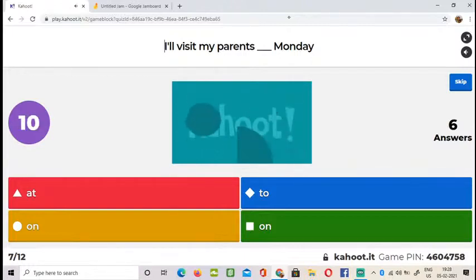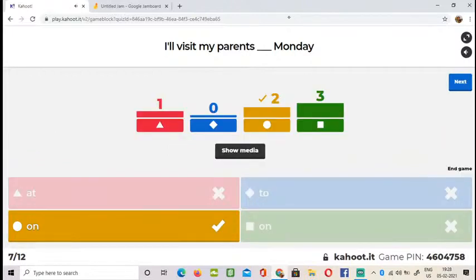Come on, guys, answer. I've got only six answers. Okay, guys, I have given you two same options, that is on and on. Even if you have got the wrong answer, please do not worry. I've got five correct answers totally, green and yellow, because both the options are correct. Only one has gone wrong. That's completely okay. It's I will visit my parents on Monday. We are mentioning a specific day, so it is on Monday. I hope you got it.